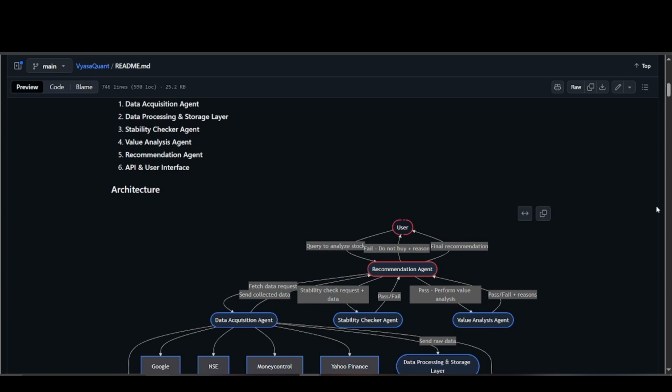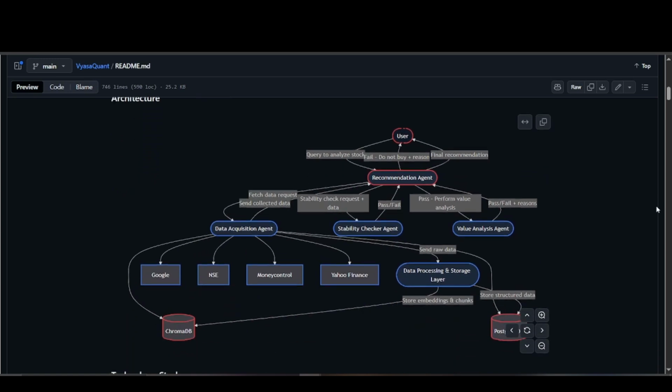by agents. So there are majorly two agents utilized in this system. The first one is the stability checker agent and the second one is the value analysis agent. What the stability checker agent does is check the stability of the stock based on its EPS. Once this stability check is passed, it moves on to the value analysis phase, which is performed by the value analysis agent. Then there's a recommendation agent which orchestrates the flow of data among these various core components to give out the final recommendation.